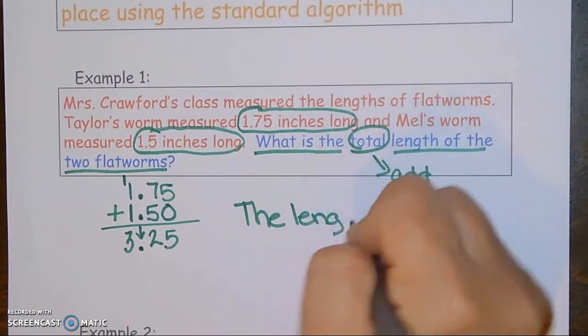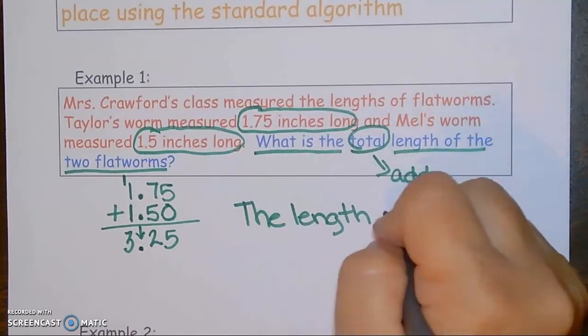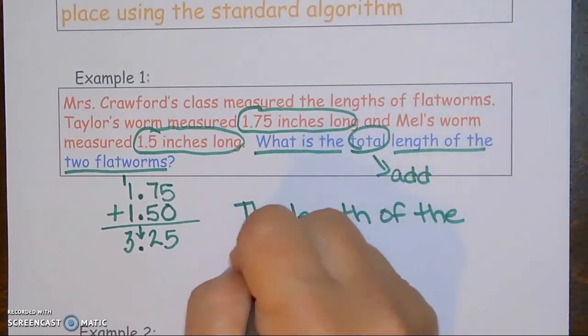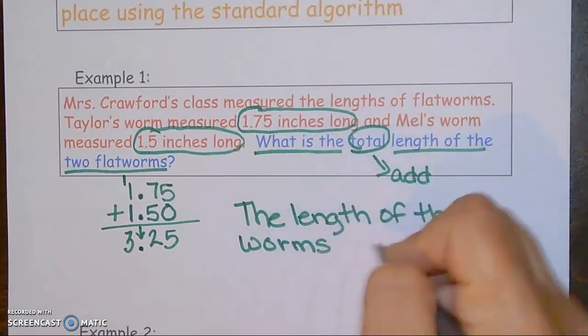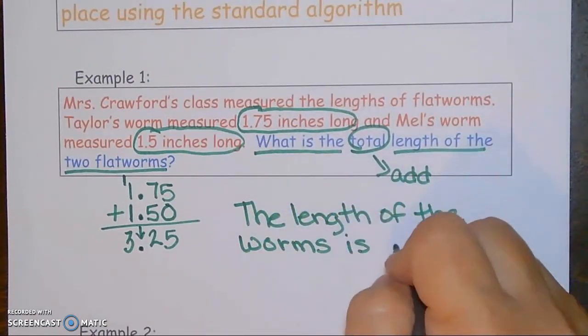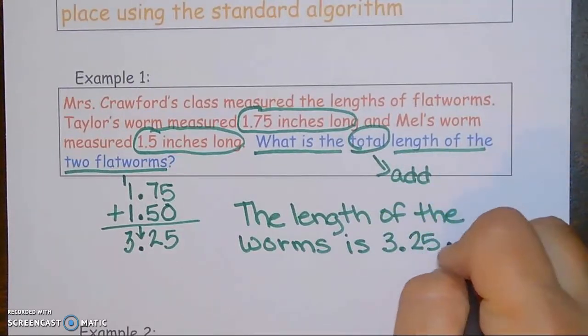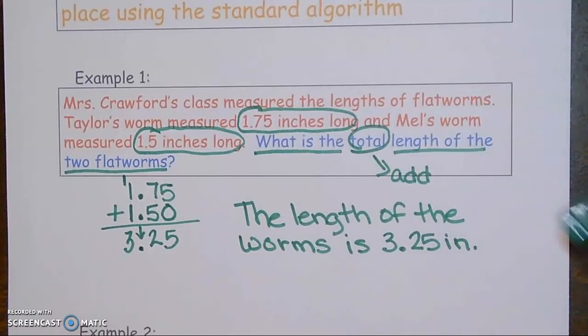length of the worms is 3 and 25 inches. And there you go.